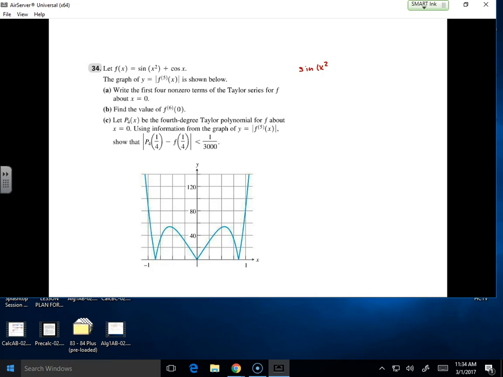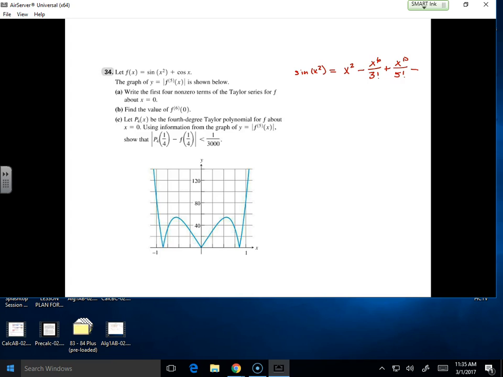What would sine of x squared be? Sine is odd, right? So it's going to start with x, and you plug in x squared. Then x to the 6th over 3 factorial, because x squared cubed would be x to the 6th. And then x to the 10th over 5 factorial, because x squared to the 5th would be x to the 10th. And then minus, plugging into the special Maclaurin series, x to the 14th over 7 factorial, x squared to the 7th.